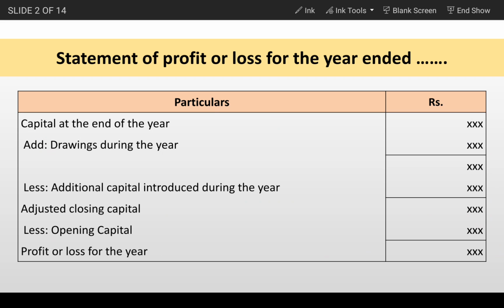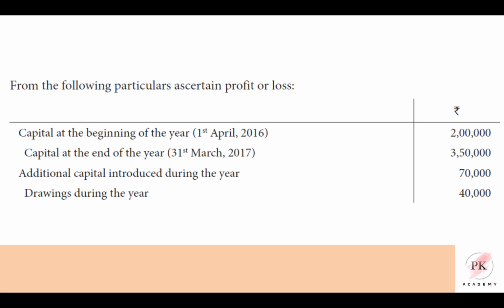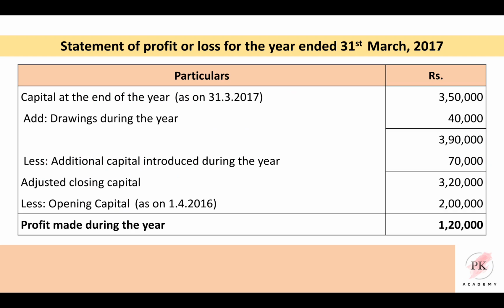Let's try a sum. The question is: capital at the beginning of the year is 2 lakhs, and closing capital, additional capital introduced and drawings are also given. With these details, let's calculate the profit or loss. First we have to write the closing capital, capital at the end of the year, which is 3.5 lakhs, and with that we have to add the drawings of 40,000, which gives us 3,90,000.